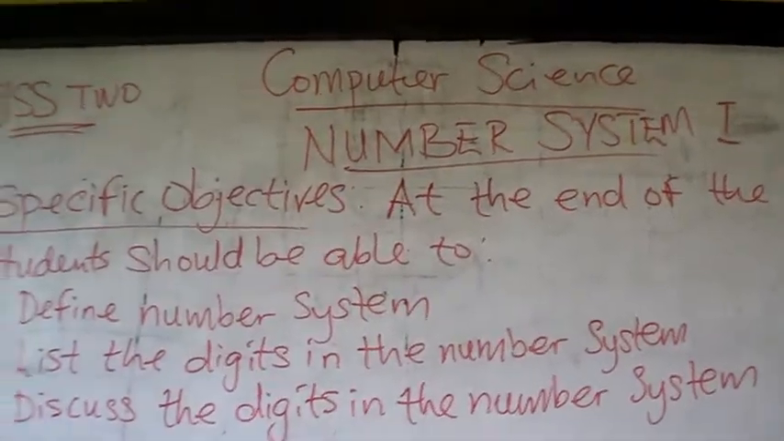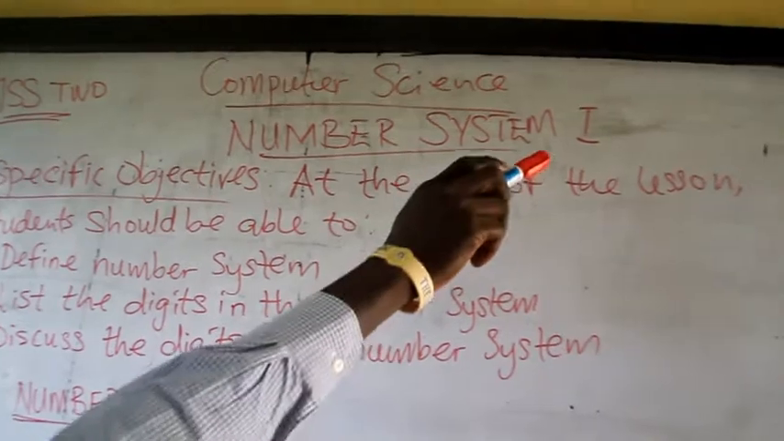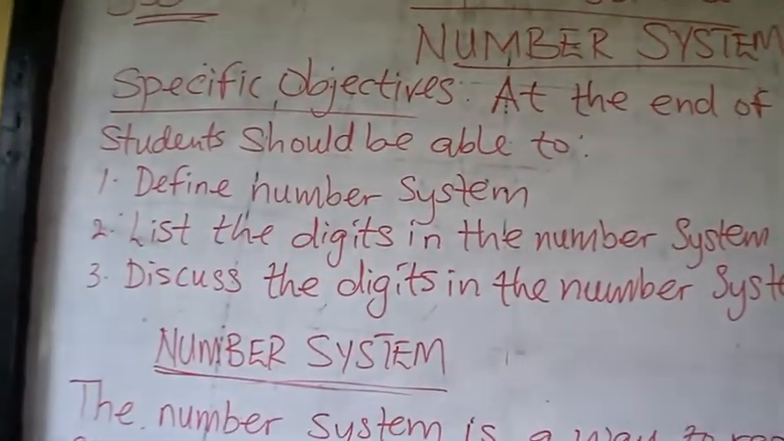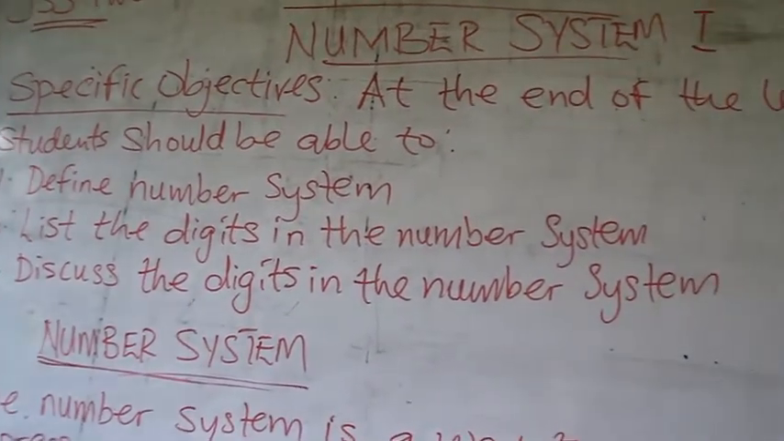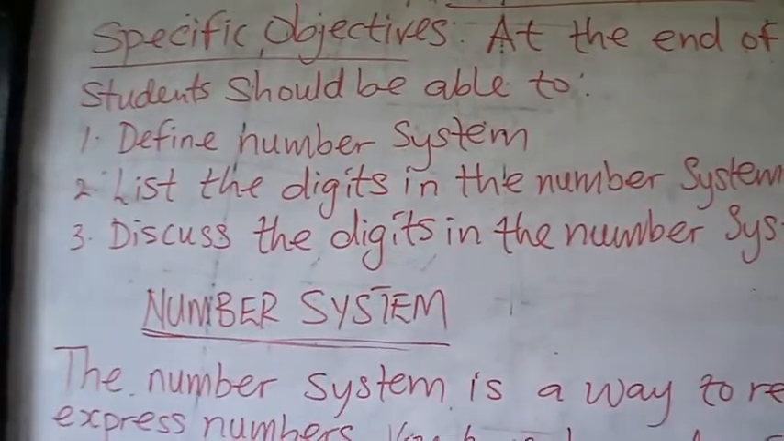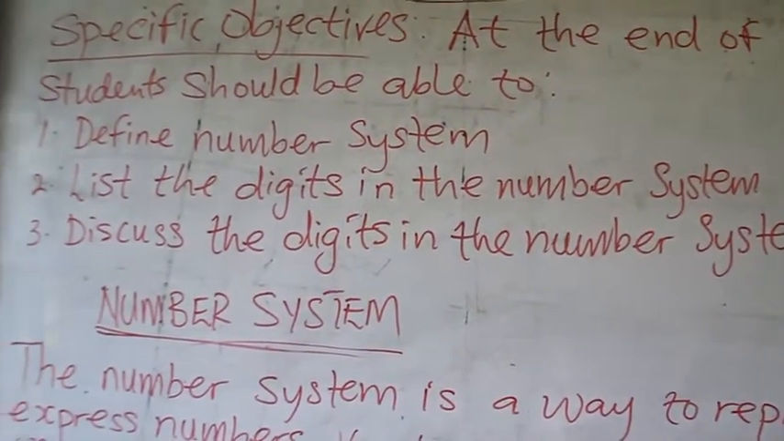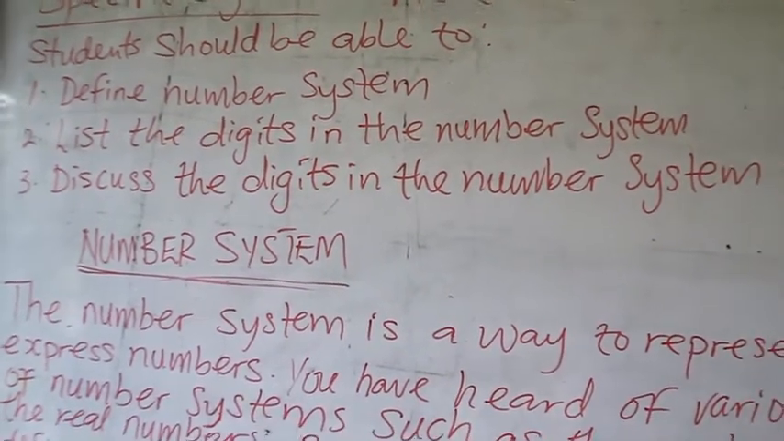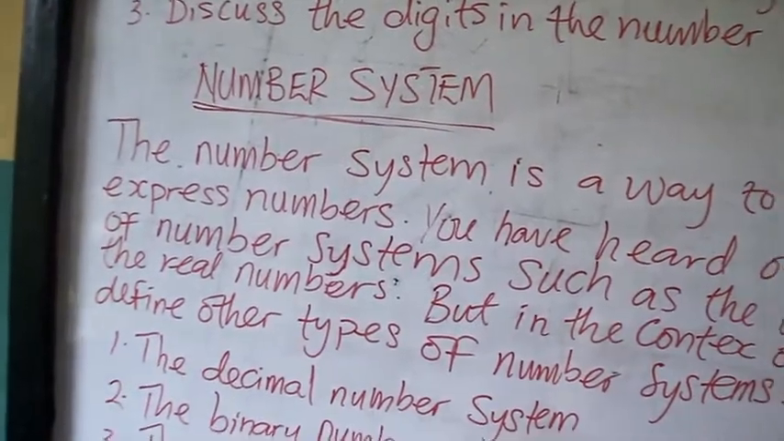Computer science, then for class GS2, we're looking at the topic number system 1. Under number system 1, the specific objective at the end of the lesson is that the student should be able to define number system and list the digits in the number system, and we'll discuss the digits also. At the same time, we'll be able to convert from one number system to another number system.